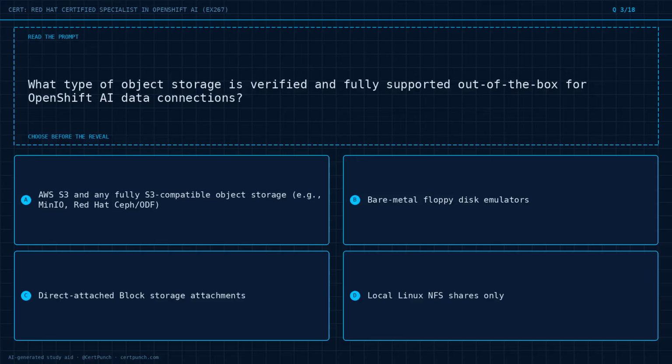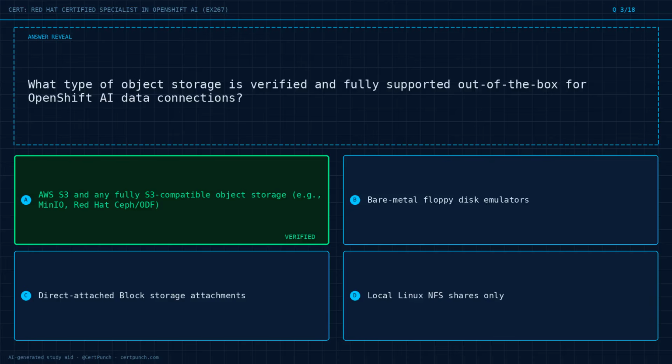What type of object storage is verified and fully supported out of the box for OpenShift AI data connections? Option A. AWS S3 and any fully S3-compatible object storage, for example, MinIO, Red Hat Ceph ODF. Option B. Bare metal floppy disk emulators. Option C. Direct attached block storage attachments. Option D. Local Linux NFS shares only. Decide on the strongest option before the reveal.